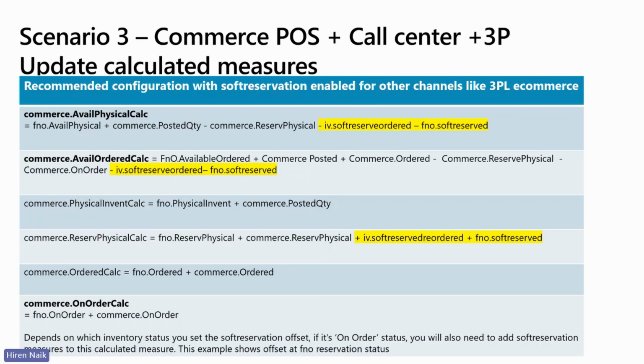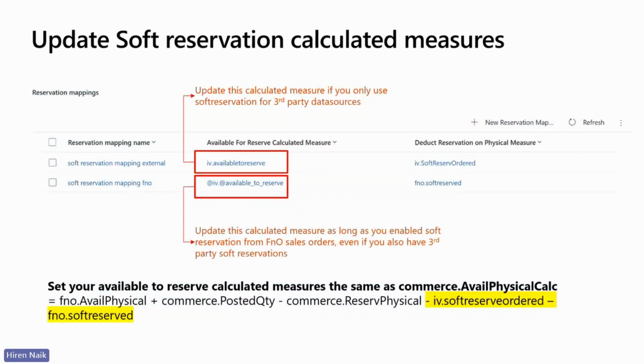Similarly, for the others like commerce available orders and commerce reserve physical, you need to update accordingly. Again, for commerce on order calculation, you do that according to how you set your offset status. Next one, please.